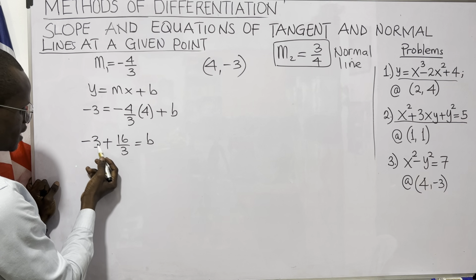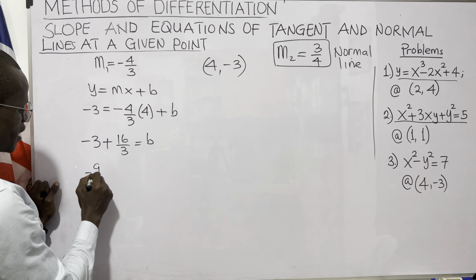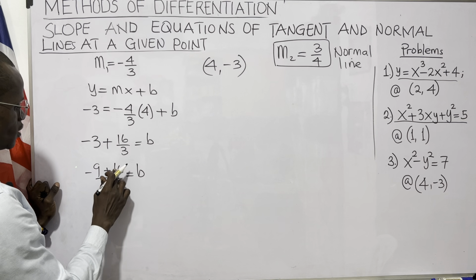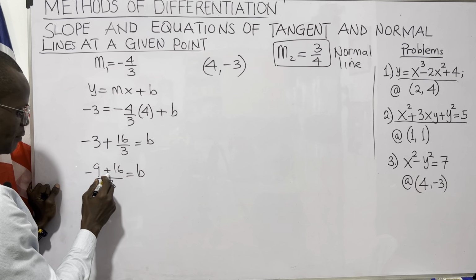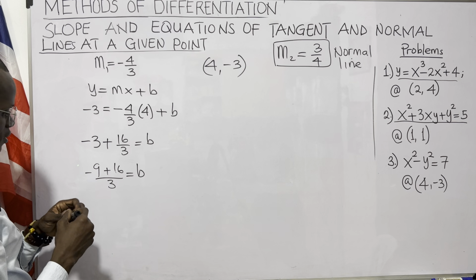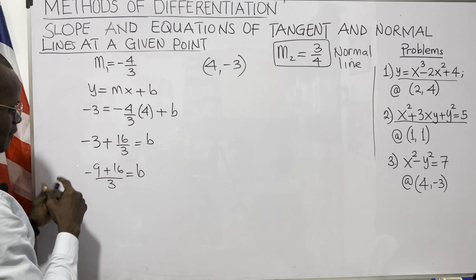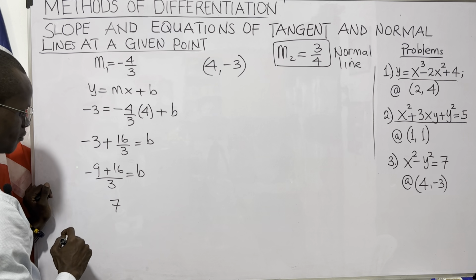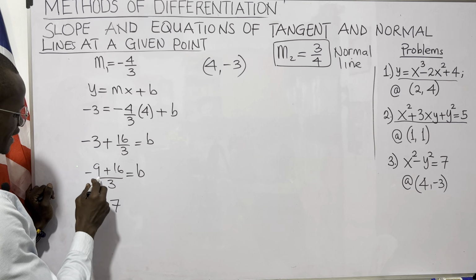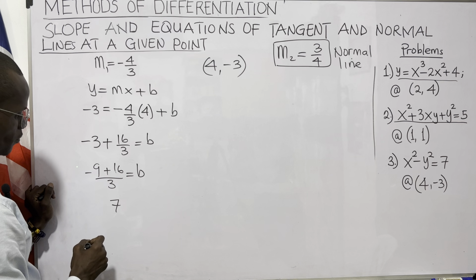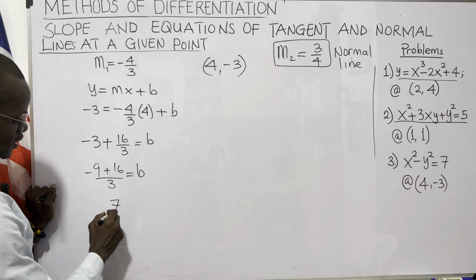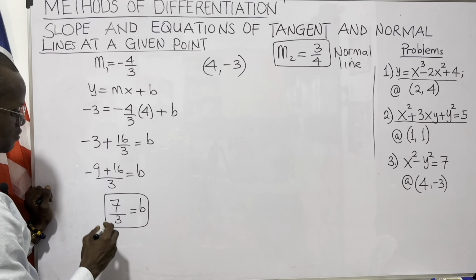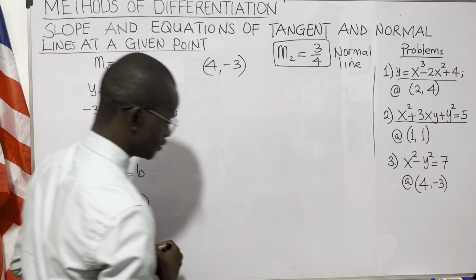So we can say 3 times 3 is 9. So it's minus 9 plus 16 over 3, all equals b. So minus 9 plus 16, the signs are different, we subtract. So we're taking 9 from 16. If 9 leaves from 16, we'll be left with 7, because 7 plus 9 gives us 16. So we will have positive 7 over 3 equals b. So if this is b, we can now find the equation of the tangent line.